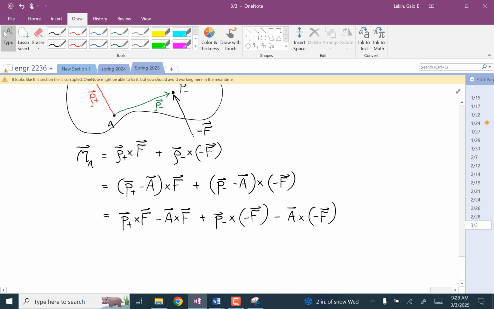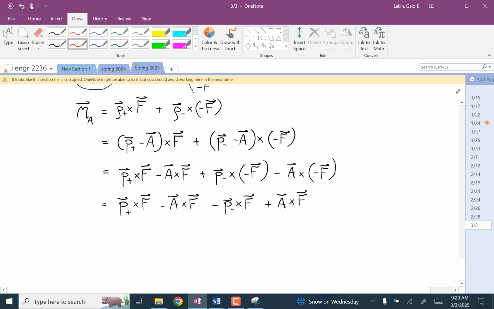And you can pull the negatives out of these cross products. So I can rewrite this as P plus cross F minus A cross F. Now this is minus P minus cross F. I pulled the negative out to the front. And this one we have a double negative, so this is plus A cross F. You can do all those things with a cross product. And now you can see that the negative A cross F cancels with the A cross F.